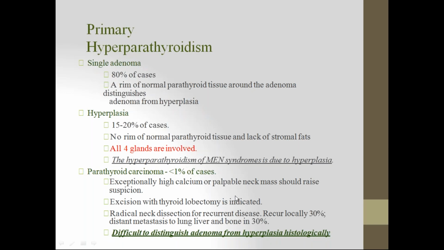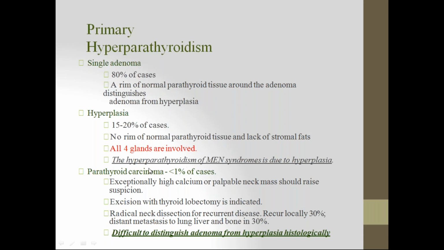In primary hyperparathyroidism, a single adenoma is the most common cause, in 80% of cases. The rim of normal parathyroid tissue around the adenoma distinguishes adenoma from hyperplasia. So how do you differentiate between adenoma and hyperplasia? In adenoma, a rim of normal parathyroid gland may be present surrounding the adenoma. In hyperplasia, the whole gland is hyperplastic. In 15 to 20% of cases, hyperplasia will be present, with no rim of normal parathyroid tissue and lack of stromal fat. All four glands are involved. The hyperparathyroidism of MEN syndrome is due to hyperplasia.